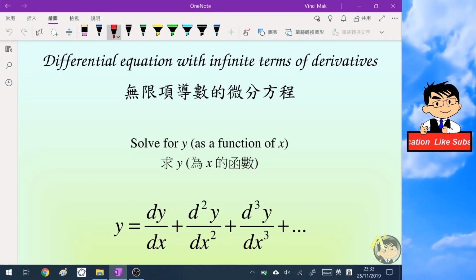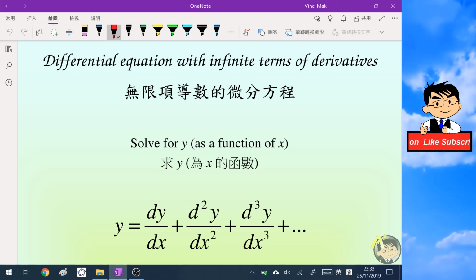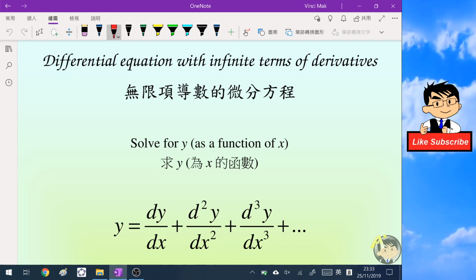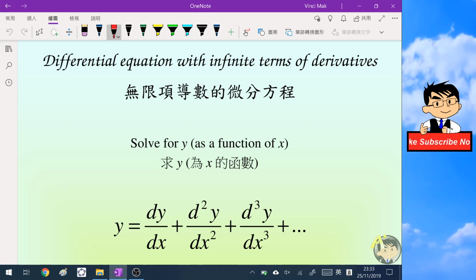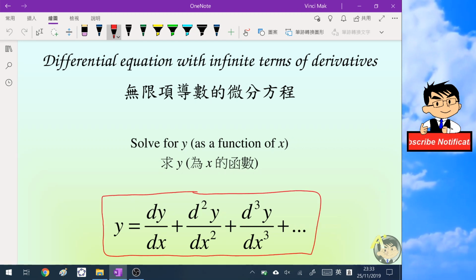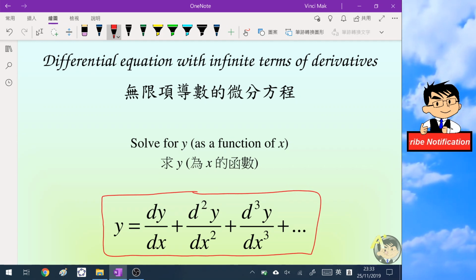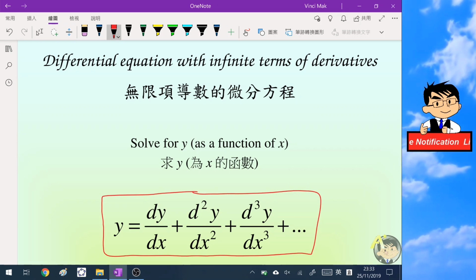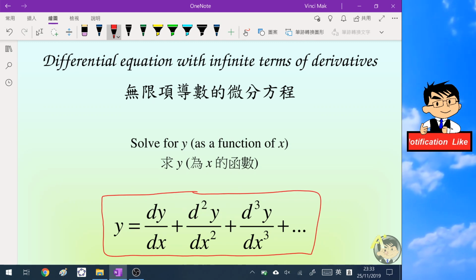In this video, I'm going to share with you a very interesting differential equation with infinite terms of different derivatives. You can see the right hand side consists of the first derivative, second, third, and so on. Let's see how we can solve it.